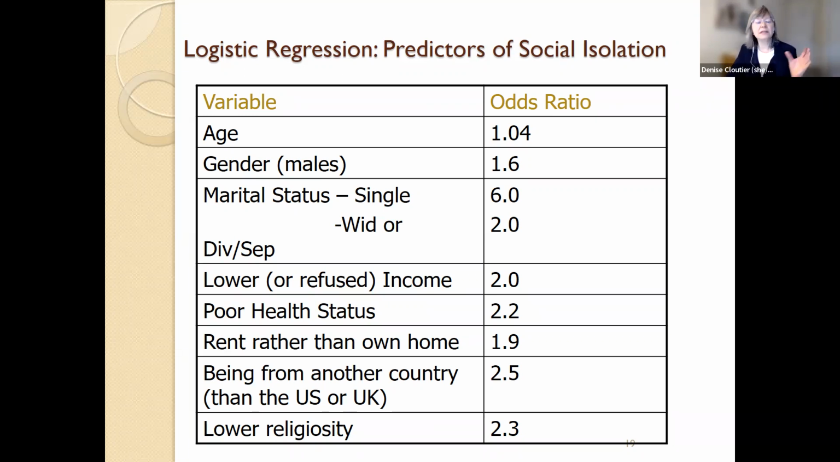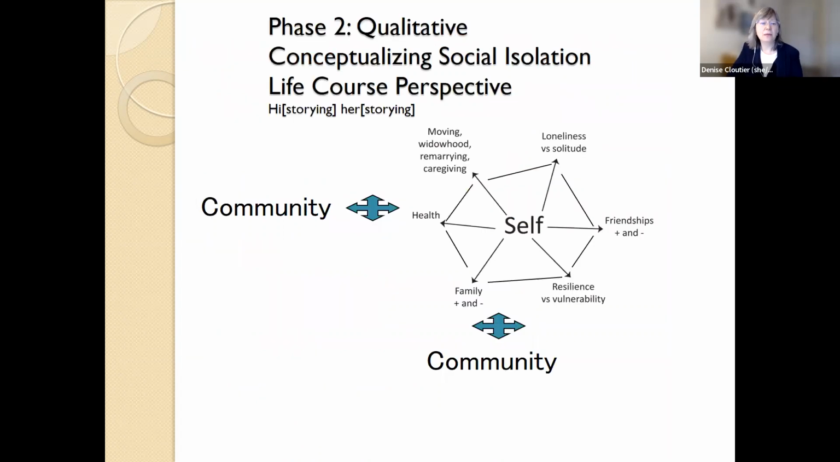So we took the quantitative data and our understanding of them. And then, as I say, we pulled a random sample of 27 individuals out of this to look at them in greater depth, to try to understand their experience of being socially isolated, and looking at them as individuals in a web of relationships in the community, and experiences of loneliness versus solitude, background characteristics of widowhood, etc.